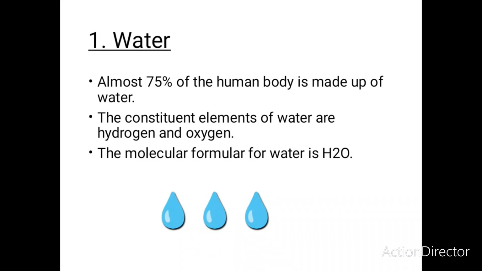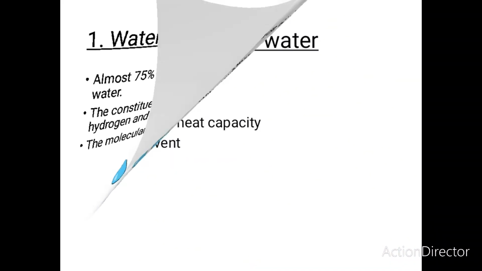So water makes up almost 75% of the human body weight. This means that water makes up a huge part of our body. The constituent elements of water are hydrogen and oxygen, and the molecular formula for water is H2O. This means that water is made up of 2 hydrogen atoms and 1 oxygen atom.